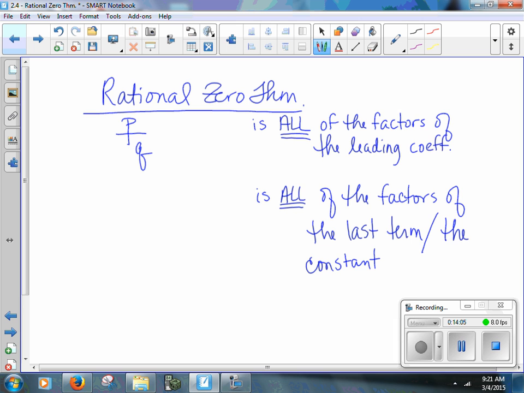Oh, it's Q over P. Well, it's P over Q. It's still P over Q. But it's the last number that factors over. Y'all, I'm sorry. I didn't intentionally do that. So which is which? It's the Q, the factors of the leading coefficient. So it's still P over Q. But the Q values are from your leading coefficient factors. The P values are the factors of the last term.